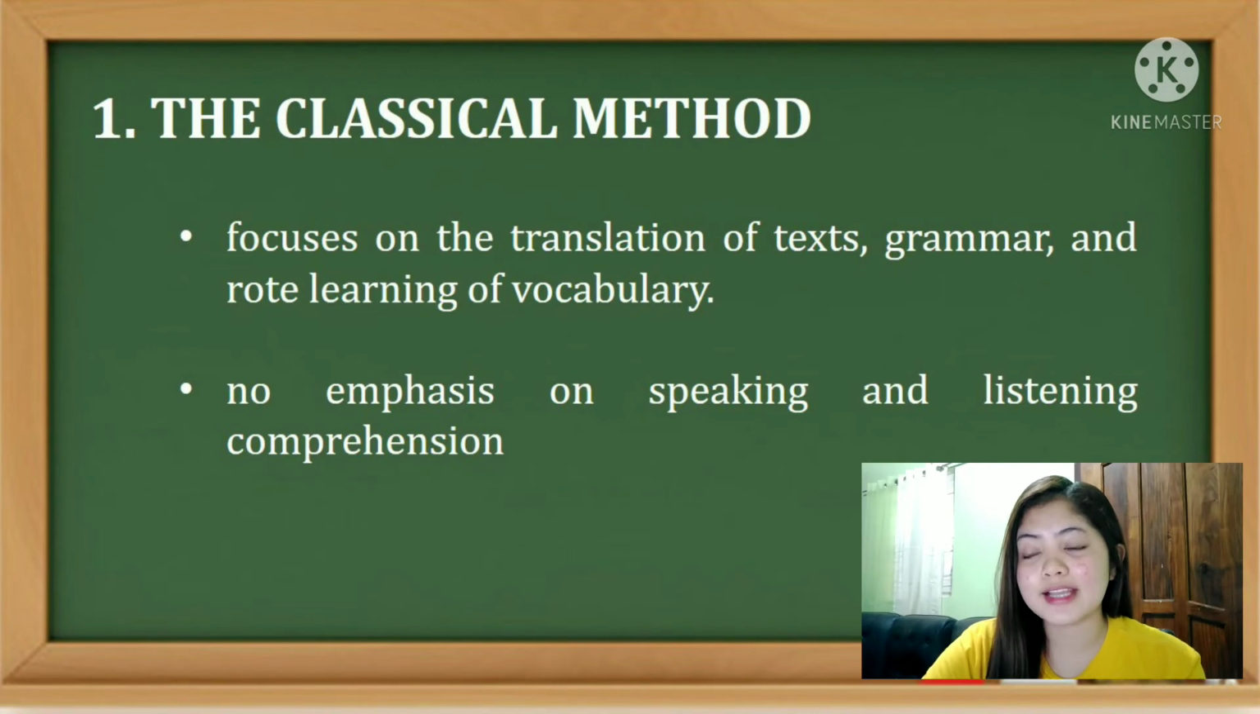The first trend is the classical method, or commonly known as the grammar translation method. This is a traditional teaching technique that was used to teach Latin and Greek and was particularly in vogue during the 16th century. The focus at this time is on the translation of texts, grammar, and rote learning of vocabulary. There is no emphasis on speaking and listening comprehension because Latin and Greek were taught more as academic subjects rather than a means of oral communication.